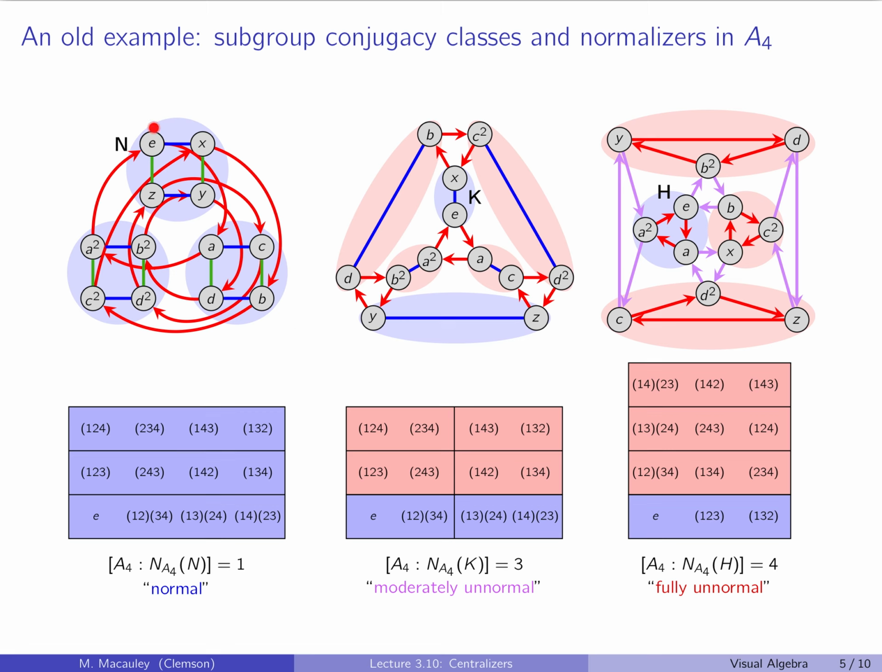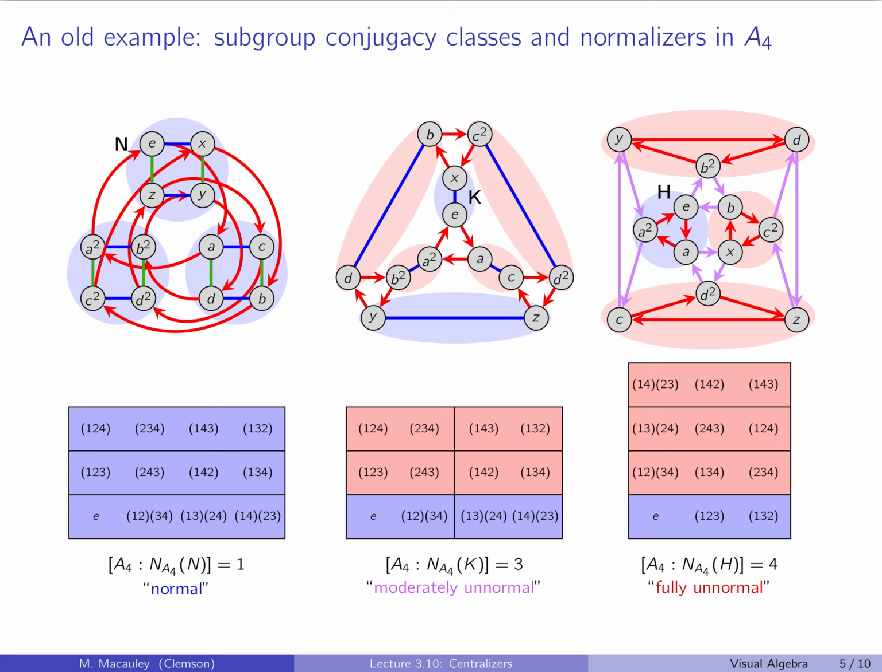N is normal. All left cosets are right cosets. So that means that the normalizer is the entire group. So the index of the normalizer is 1. N is truly normal. Over here, we have a subgroup K that has 6 left cosets. 2 of them are right cosets. So the normalizer has index 3.